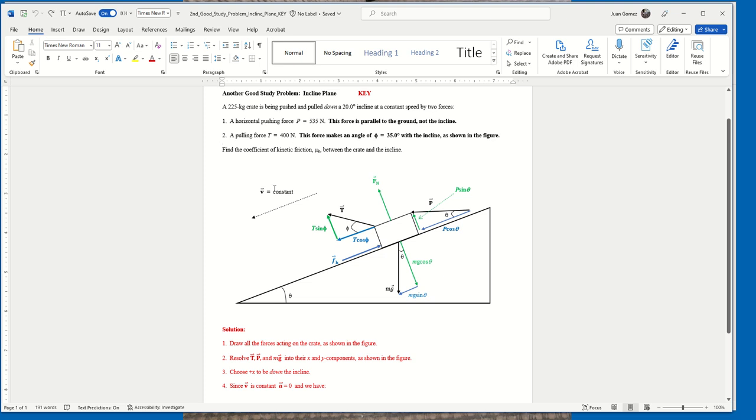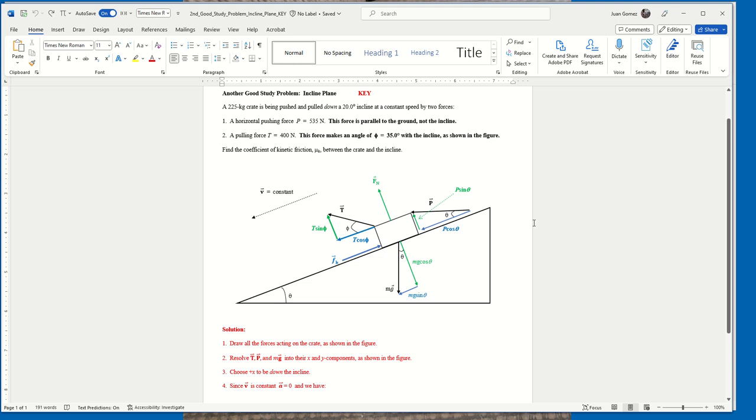Now remember, because the object is sliding down the incline, that represents the positive x direction. So let's look at a good figure that does the work for you. P cosine theta is positive. Mg sine theta is positive. T cosine phi is positive. Fk is negative. Remember, whatever the direction of the motion is along the incline, that's by definition positive x. So again, P cosine theta positive, T cosine phi positive, Mg sine theta positive, Fk negative.